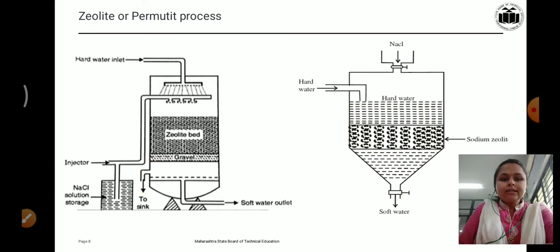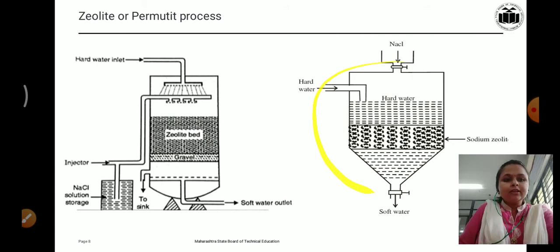For the regeneration of the zeolite process, NaCl is added in this process. For that, NaCl storage tank is given at the bottom of this zeolite process. From this NaCl storage tank, NaCl is sent to this zeolite bed and the zeolite bed is regenerated with the help of this NaCl, or we can say the brine solution.